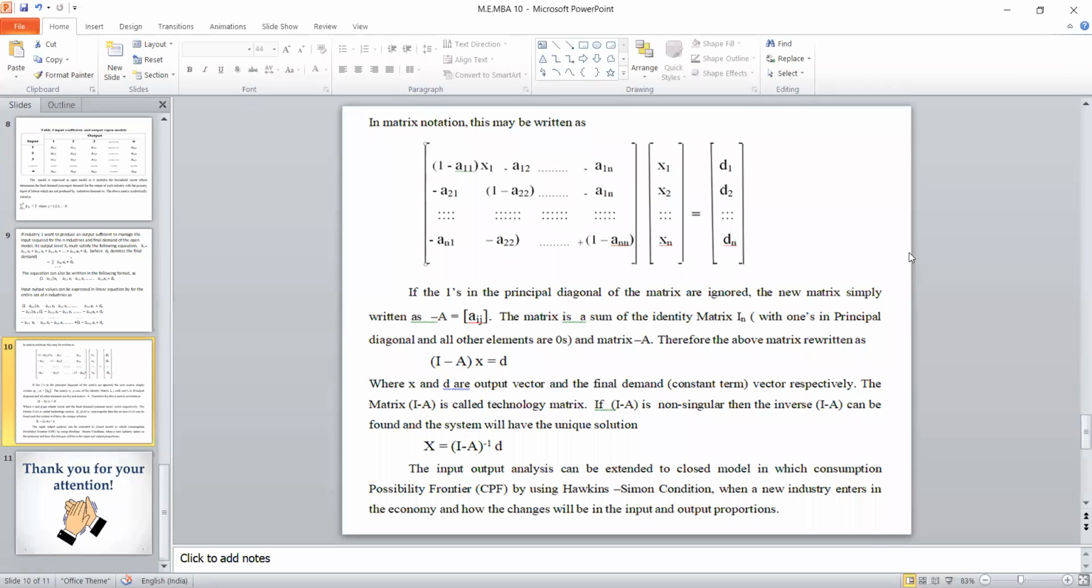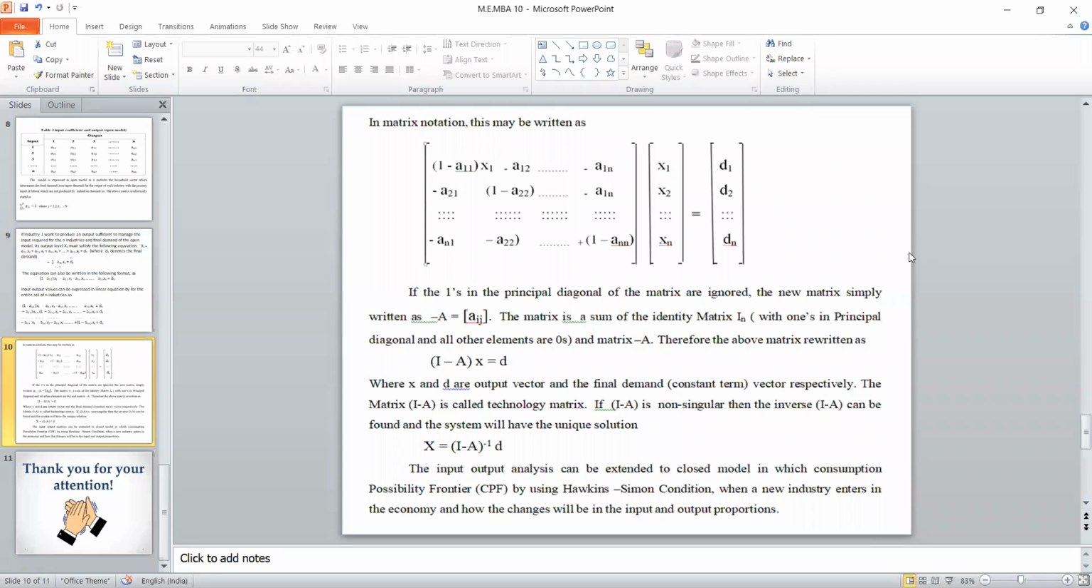So keep all the dependent values on one side, and the independent values on the other side. So X equals I minus A, where I is an identity matrix and A is the actual input-output matrix. They take the inverse because it moves from the left side to the right side. So X equals (I minus A) inverse into D.